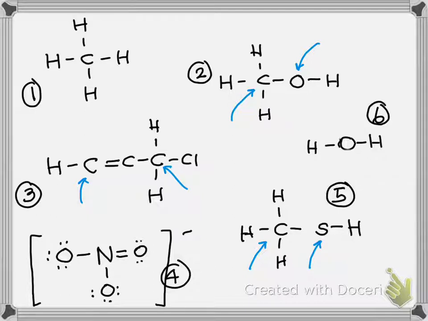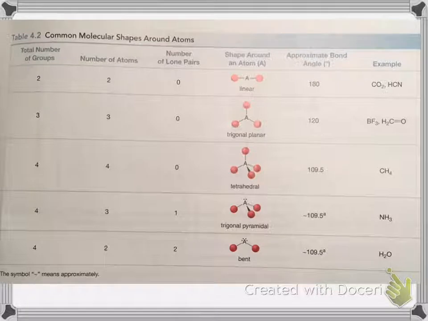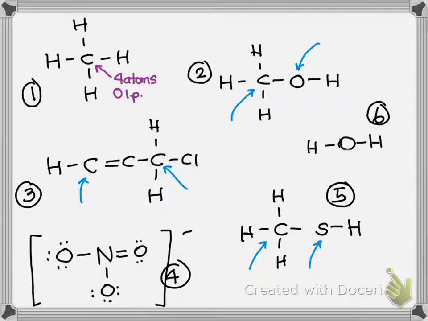Okay, so let me take a look at the first one. So I would look at this carbon, and I see 4 atoms. I'm still looking at the carbon, and there are 0 lone pairs on it. So then going here, 4 atoms, 0 lone pairs, tetrahedral. So this guy is tetrahedral.